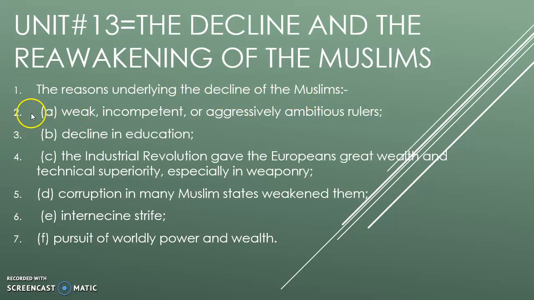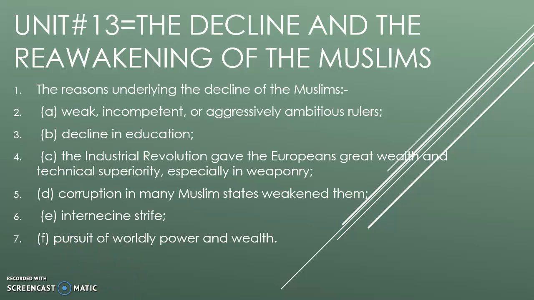Number A, weak, incompetent, or aggressively ambitious rulers. And decline in education. The Industrial Revolution gave the Europeans great wealth and technical superiority, especially in weaponry. Corruption in many Muslim states weakened them. Internecine strife, pursuit of worldly power and wealth. This was the cause of decline of the Muslims.